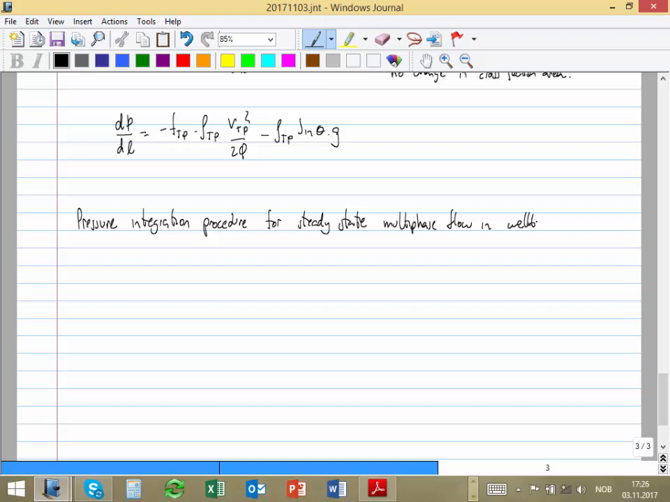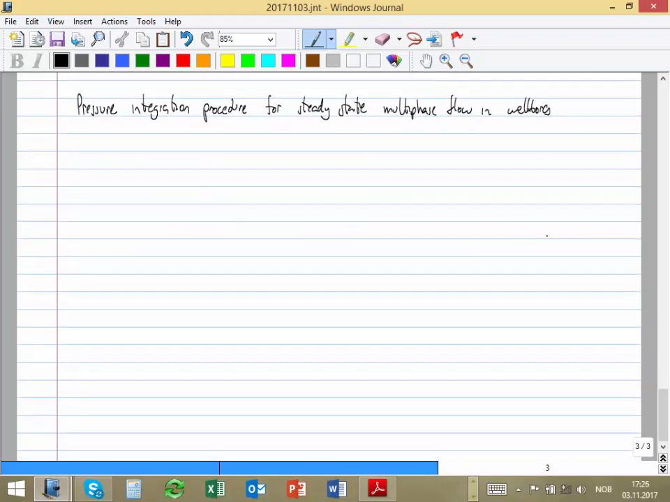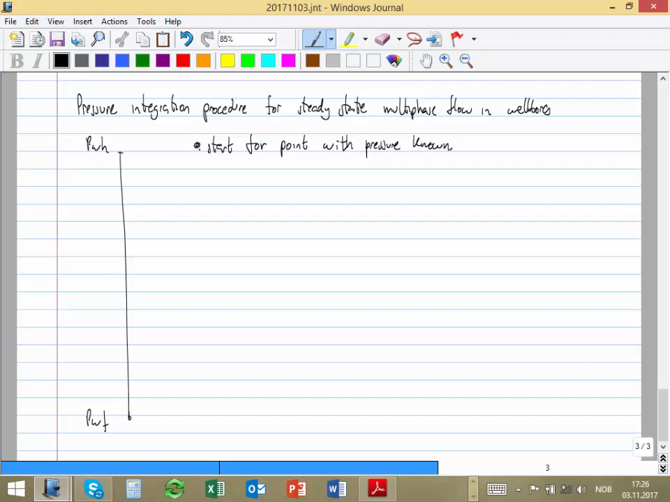in well bores. So if we have a point, the first step is to start from the point with pressure known. It can be, if you're doing bottom hole equilibrium, then the wellhead pressure will be known, and if you're doing wellhead equilibrium, then the bottom hole pressure will be known. Okay, so you start with that point.